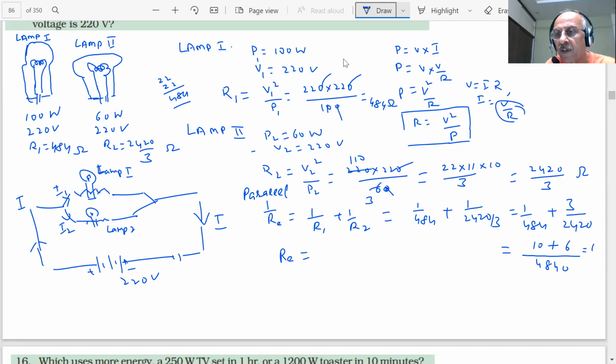So that will be 16 by 4840. So RE will be 4840 by 16. How much is it coming then? It is 605 by 2 ohms. Am I right? Is it correct?